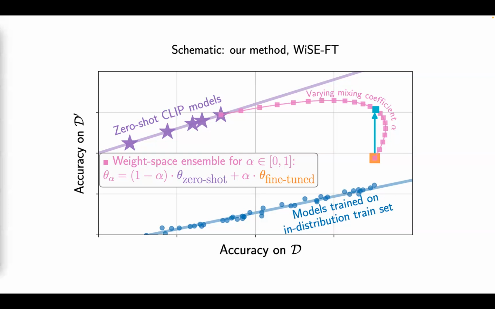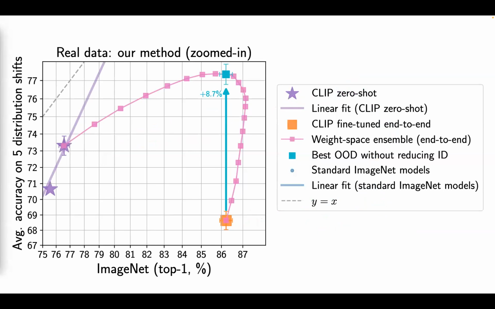Okay, so this was still sort of just a schematic. Let's look at this now on real data, ImageNet, and the ImageNet distribution shifts we've talked about so much. This is an end-to-end fine-tuned model. This is the corresponding CLIP model we are starting from, and this is the interpolation curve. And the cool thing that happens here is that in this example, the final model has better accuracy on the y-axis, on the out-of-distribution test sets, than either the zero-shot model or the fine-tuned model.